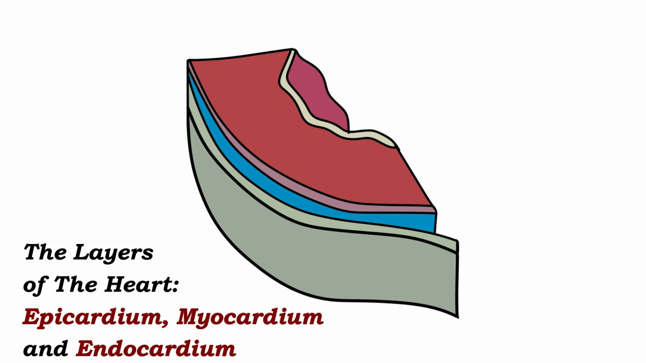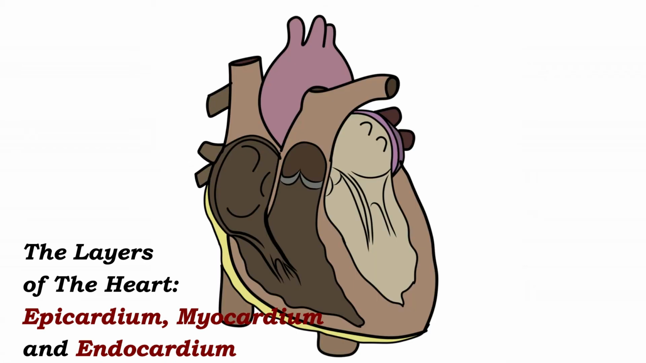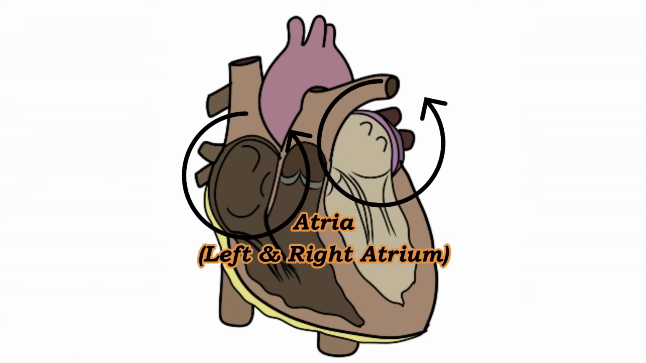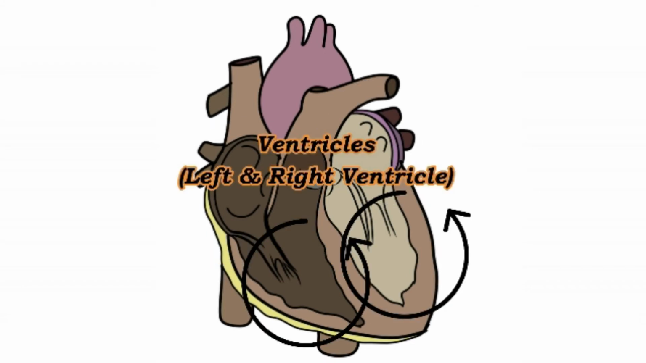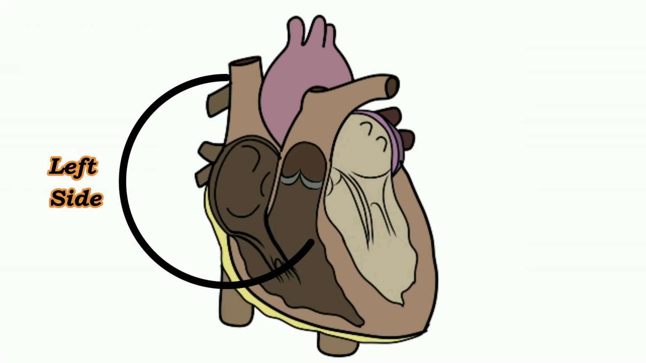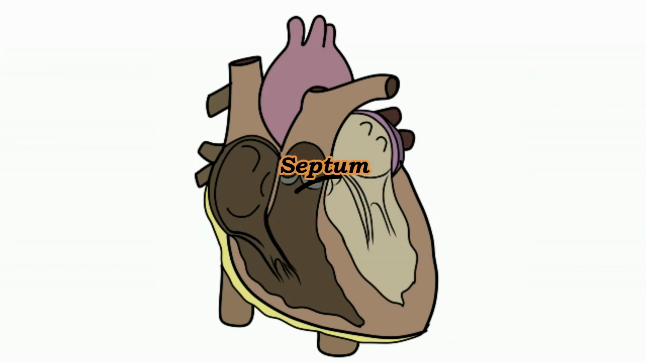In humans, the heart is roughly the size of a large fist and weighs about 280 to 340 grams in men and 230 to 280 grams in women. The human heart has four chambers: two upper ones, the atria, and two lower ones, the ventricles. The right atrium and right ventricle and the left atrium and the left ventricle make up the right heart and left heart respectively. These two hearts are then separated by a wall of muscle called the septum.